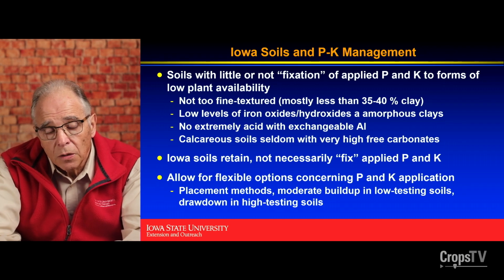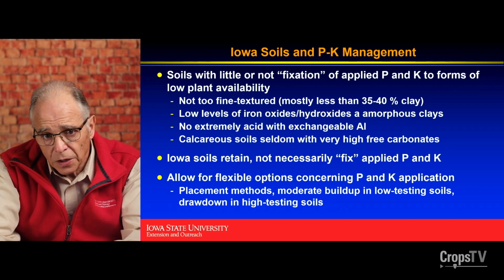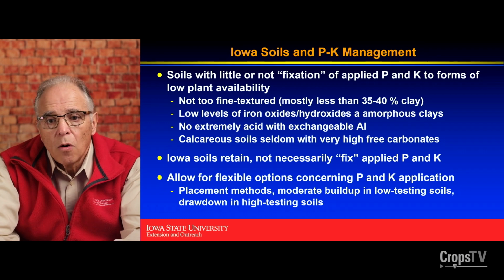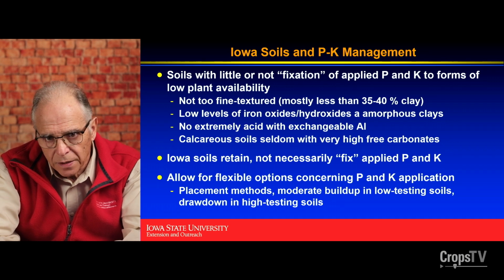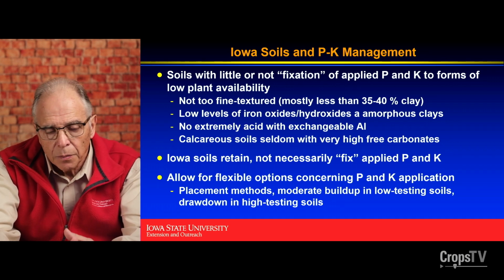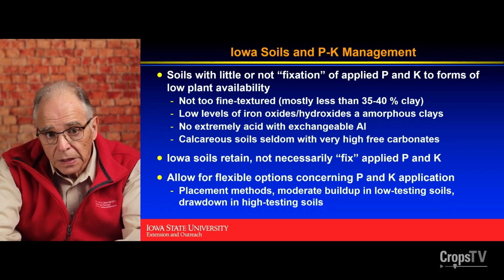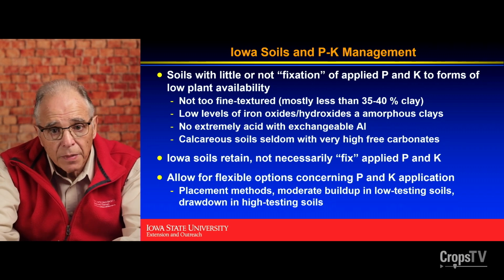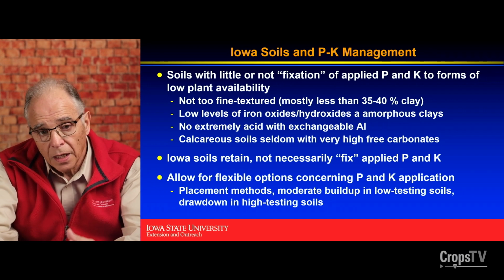So the soils that we have in Iowa, which are about the same as in Illinois, southern Minnesota, eastern Nebraska, and so forth, allow for flexible options concerning P and K application. There is no one right way of doing things. There are several different ways, depending on several things, depending on science and depending also on the philosophy and the attitude toward risk that the farmer or the consultant has. So the placement methods, moderate build-up in low-testing soil, drawdown in high-testing soils, we can do that.